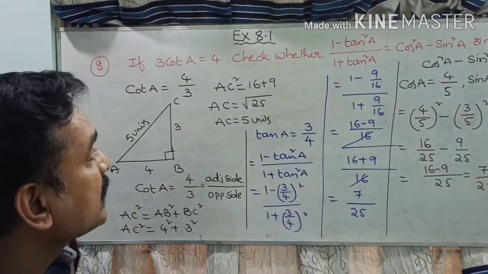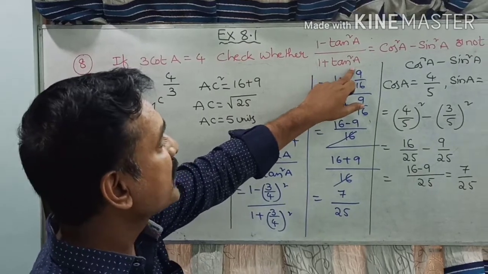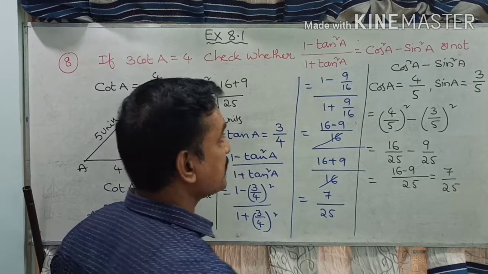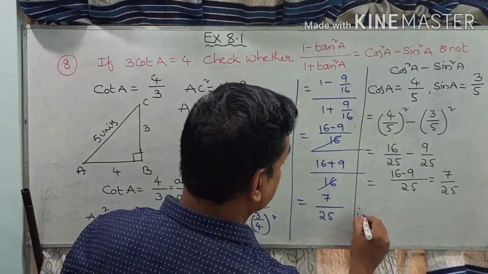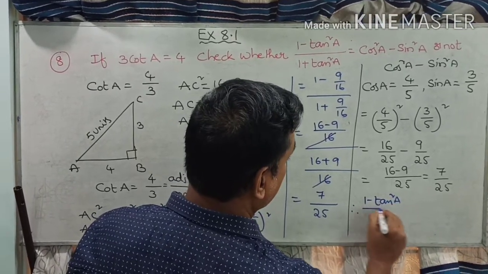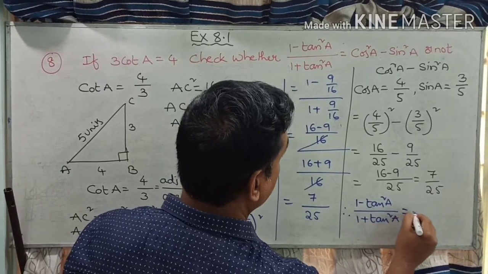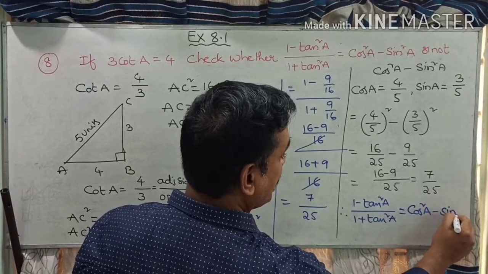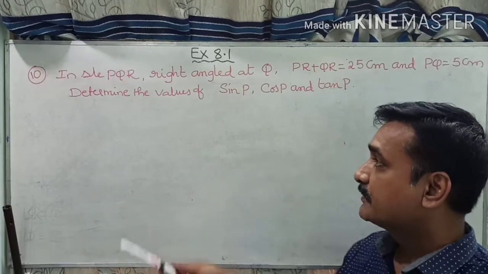Therefore, we can conclude that 1 minus tan square A by 1 plus tan square A equals cos square A minus sin square A. So therefore, 1 minus tan square A by 1 plus tan square A equals cos square A minus sin square A. 8.1 last question.